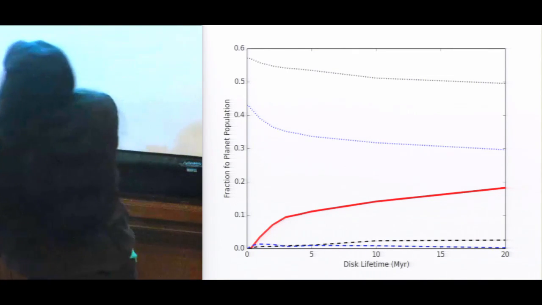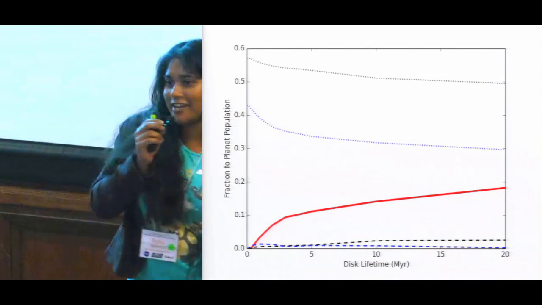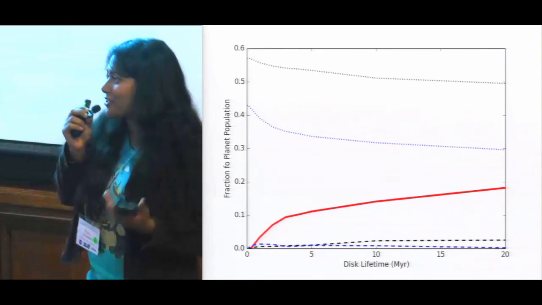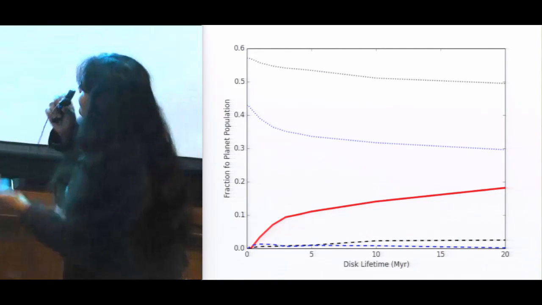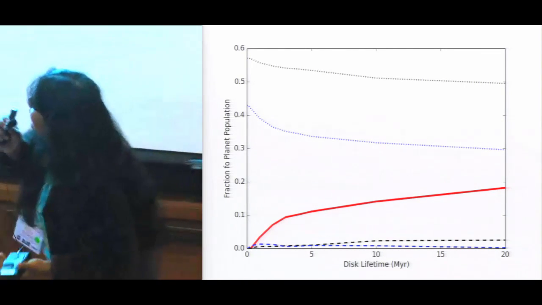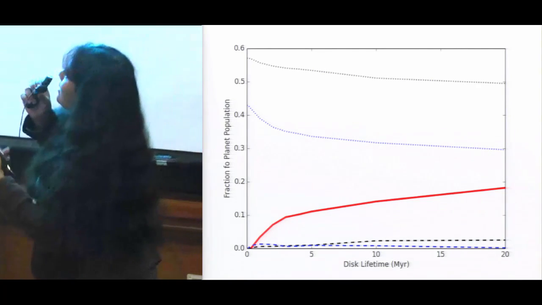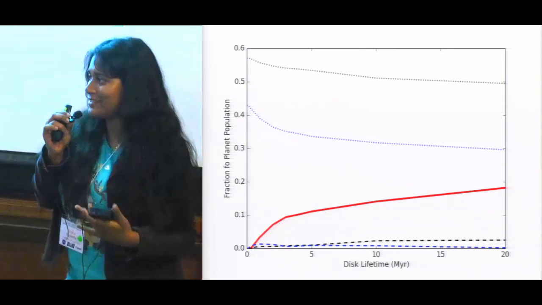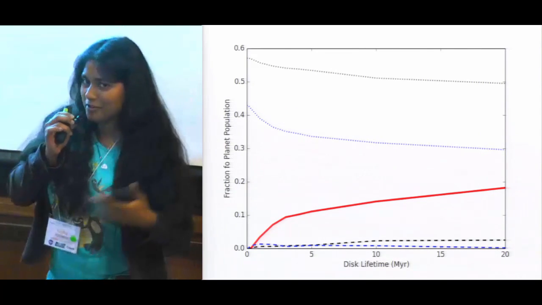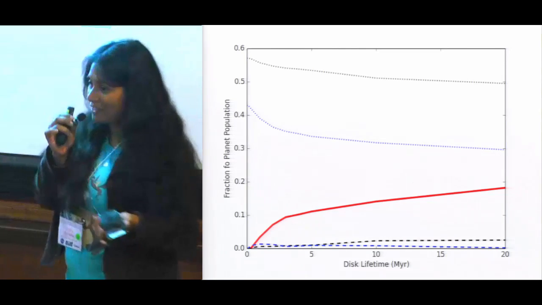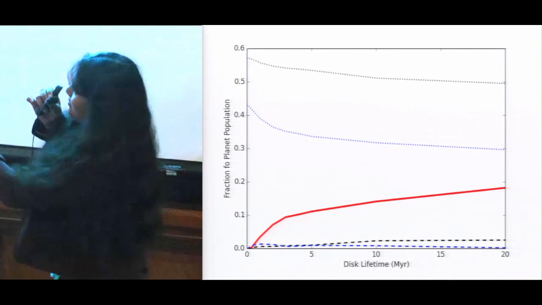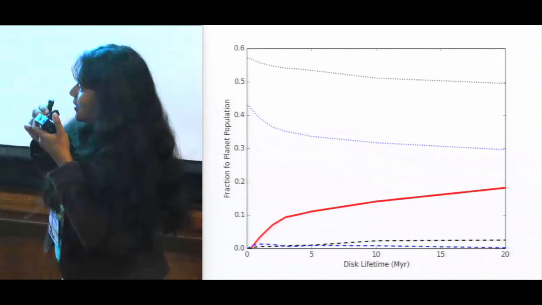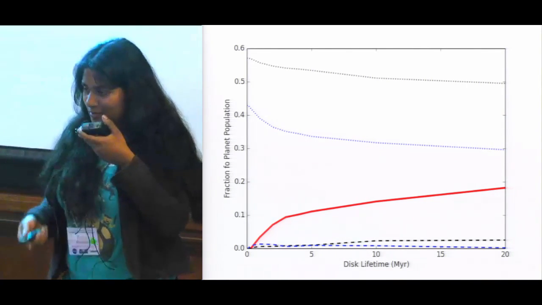So as we vary the disk lifetime, we see that the population of giants increases with time, which kind of makes sense because with a longer disk lifetime, you have more time to accrete a massive envelope. So that's what we observe over here. And as that happens, you get less rocky planets. By the way, the y-axis is the fraction of planets from the population synthesis. Each of them simulates 1,000 planets. So of that fraction, what are in each of the populations? That's how we see the population varies with lifetime.